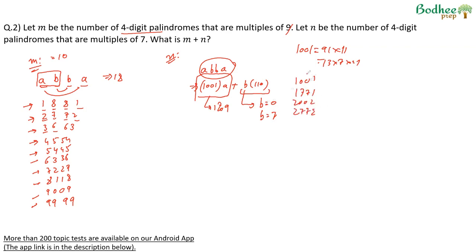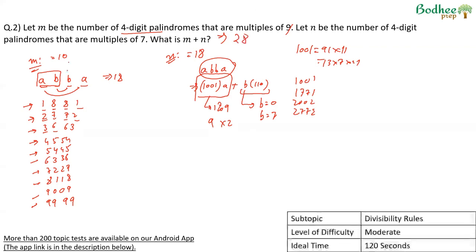So B could be either 0 or 7. The middle number should be 00 or 77. And A could be any number from 1 to 9. So 9 options here and 2 options here. The value of n is 18. What is the value of m plus n? 10 plus 18, 28 becomes the answer.